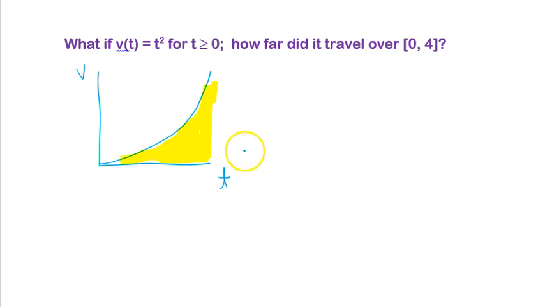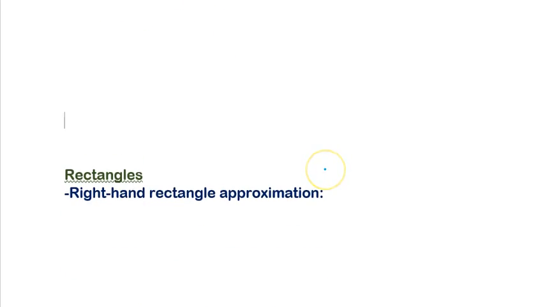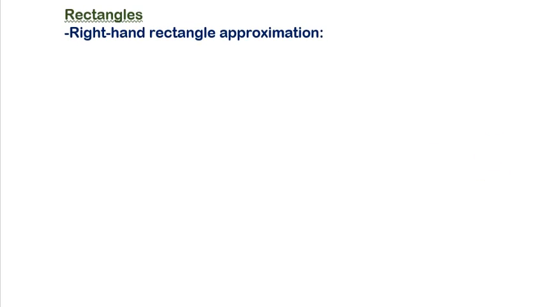So the calculus creators, the mathematicians who worked with calculus, decided that they were going to use something that was easy to approximate area with for all of the shapes, so that there was a similar method throughout, no matter what the graph was shaped like. And that method was to use rectangles. Rectangles have a very easy area formula, base times height or length times width, so it's simple math to do. So let's look at the first one, a right-handed rectangle approximation of our problem.